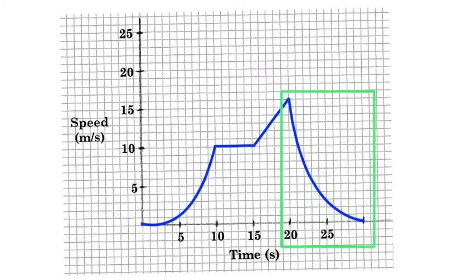Then let's go to the last 10 seconds. Again, I move the green box. And we see in the last 10 seconds, it goes from 16. It quickly slows and then starts to slow down at the end until it reaches a speed of 0. So it comes to a stop again at 30 seconds. So that's how we could go through a nice little speed time graph and tell the person what it means.